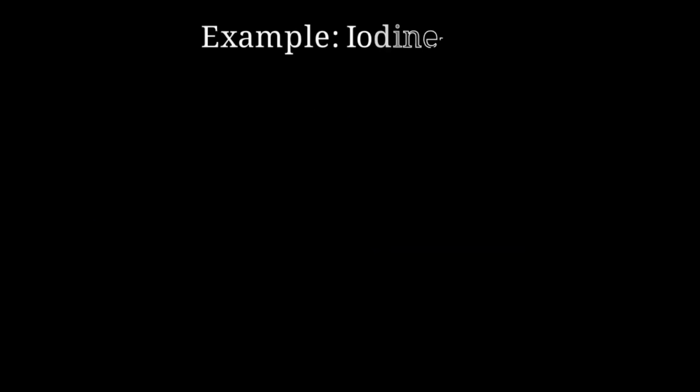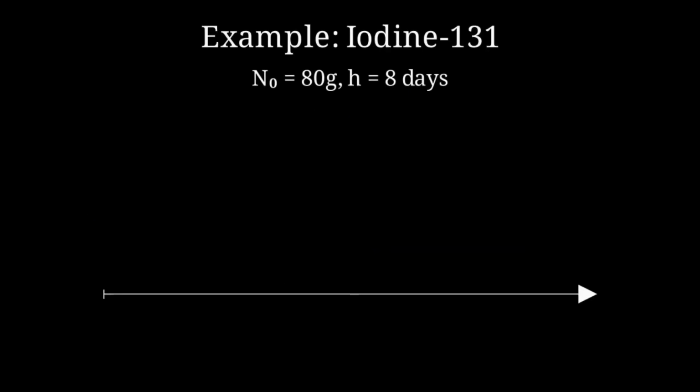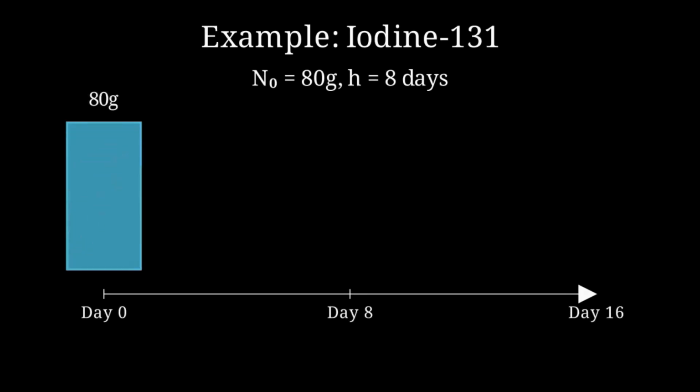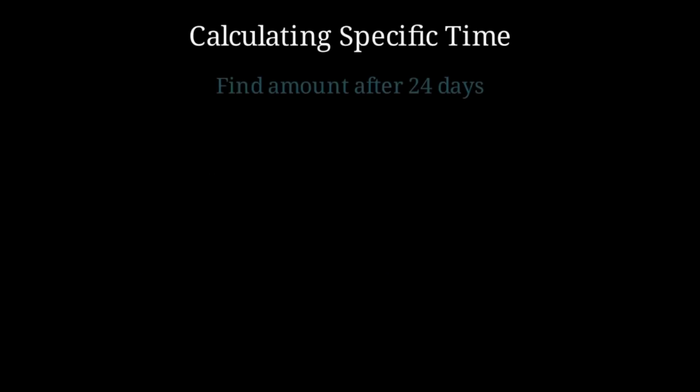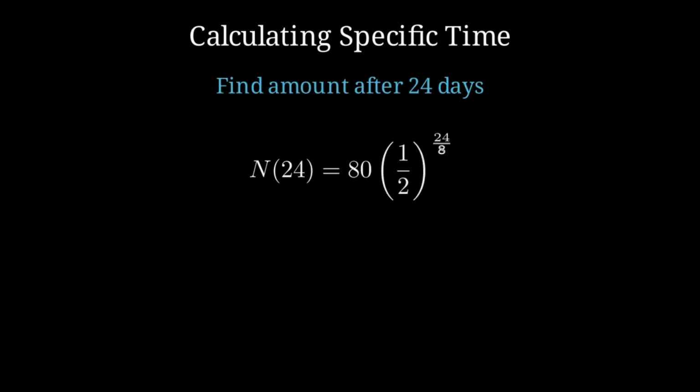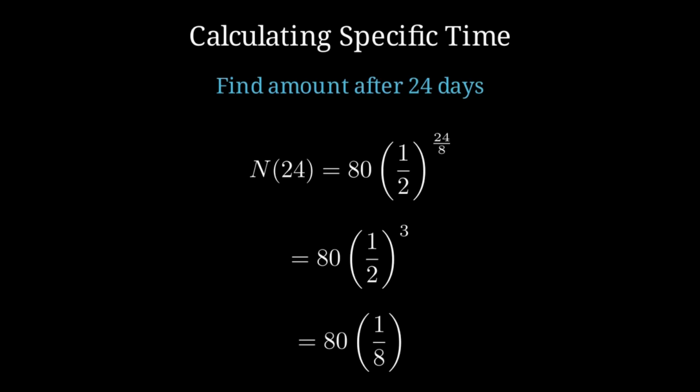Let's look at iodine-131, used in medical treatments. It has a half-life of 8 days. If we start with 80 grams, after one half-life, 8 days, only 40 grams remain. After another 8 days, we are left with only 20 grams. To find the amount after 24 days, we plug the values into our equation. Since 24 divided by 8 is exactly 3 half-lives, we calculate 1/2 to the third power, which is 1/8. 80 grams divided by 8 leaves us with exactly 10 grams.